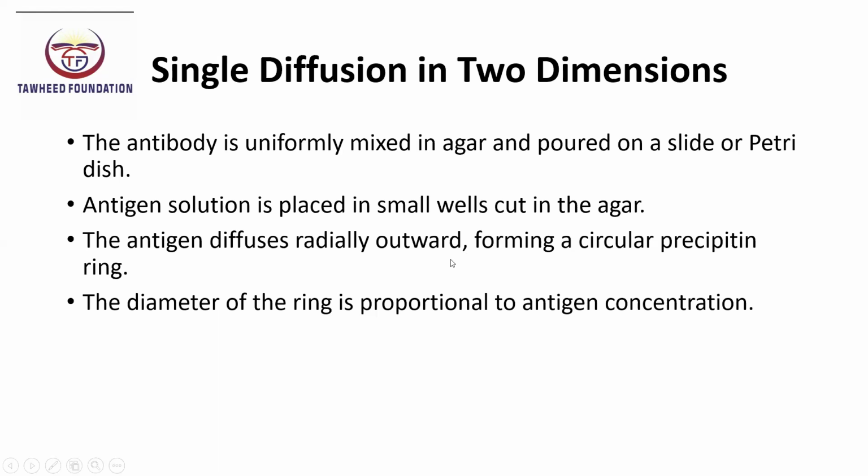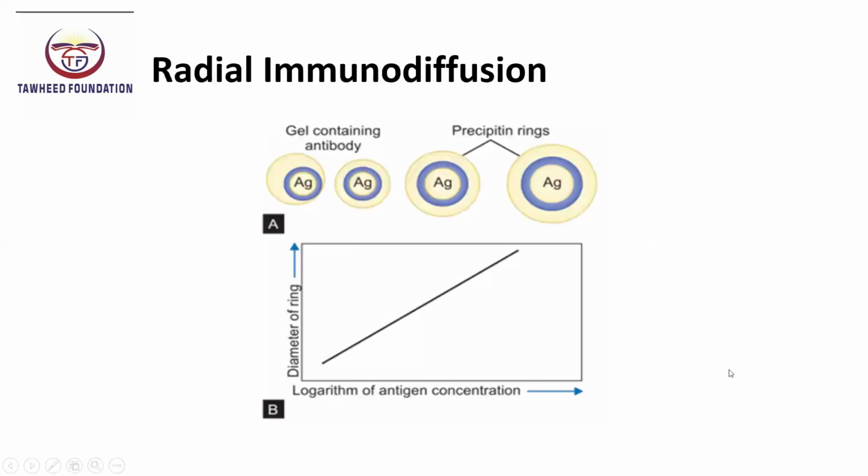So, the diameter of the ring increases until equilibrium is reached and is directly proportional to the antigen concentration. By comparing the ring diameter of unknown samples with those of known standards, the exact concentration of antigen can be determined. This method is highly reliable for quantitative estimation of serum proteins and immunoglobulins.